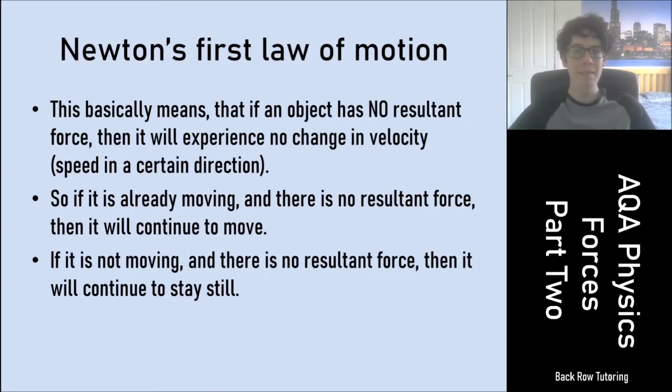So that's quite long-winded and complicated, so let's simplify that a little bit. This basically means that if an object has no resultant force, then it will experience no change in velocity, where velocity is just speed in a certain direction. So if the object is already moving and there is no resultant force, it will continue to move at that speed. If the object is not moving and there is no resultant force, then it will continue to stay still. We say the object is stationary.